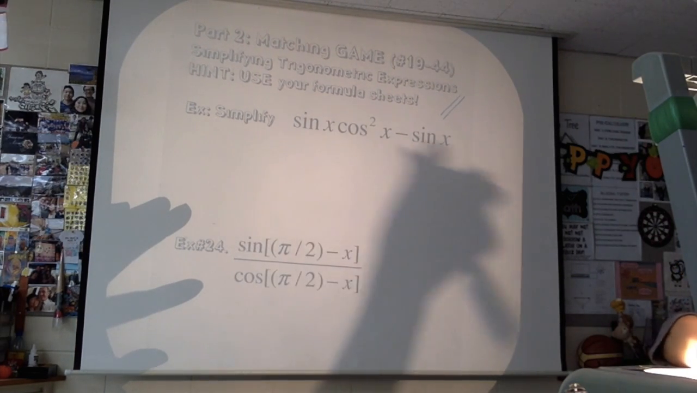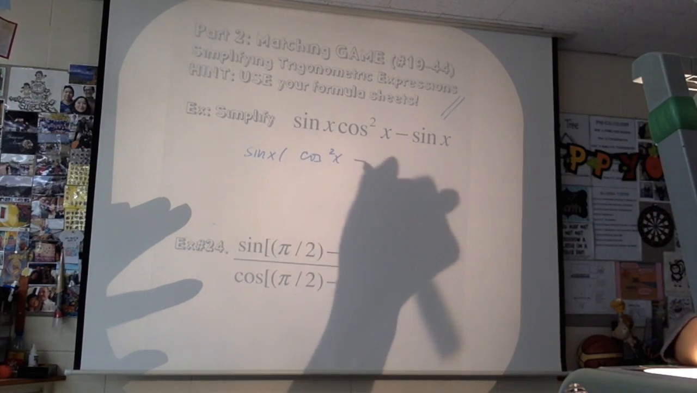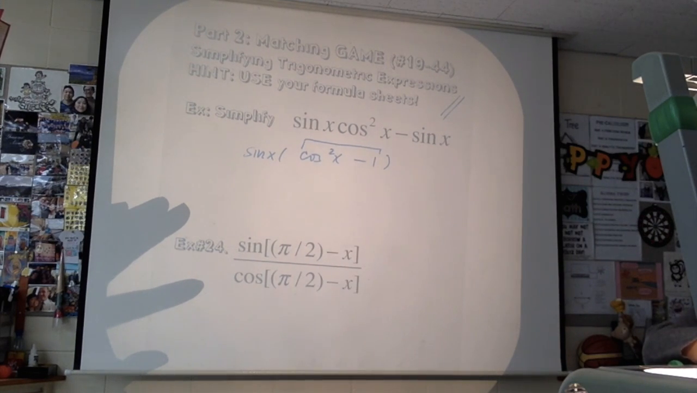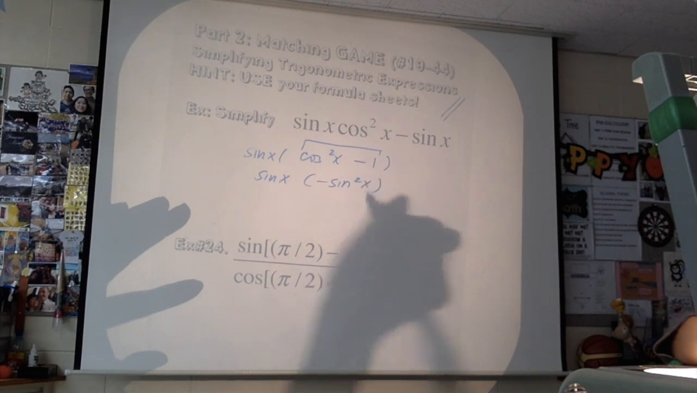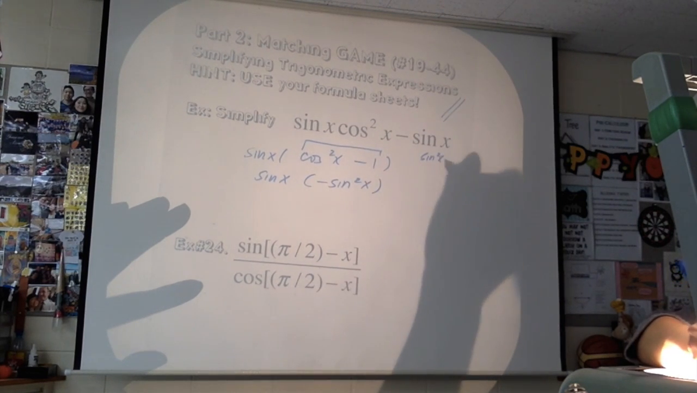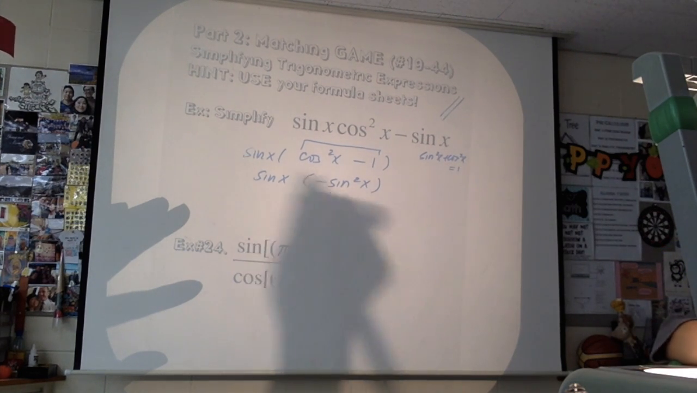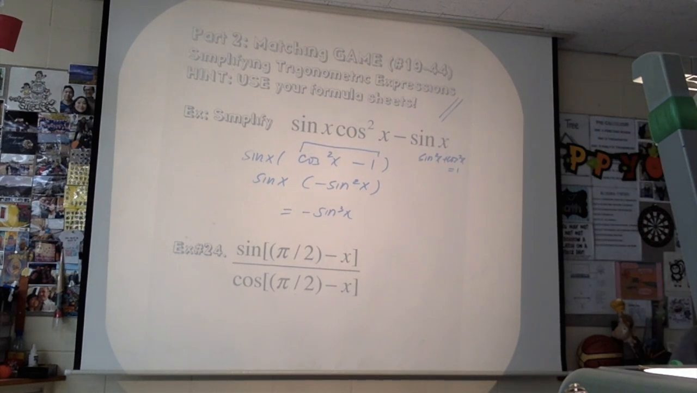So let's see, oh, I can factor out a sine x, okay? So it's cosine squared x minus 1, right? Oh, wait, something rings a bell. Cosine squared x minus 1 is what? It's actually negative sine squared x because it comes from sine squared x plus cosine squared x is equal to 1, okay? So now when I multiply that, I get negative sine cubed x. One term, I'm done. Okay, that's simplified.